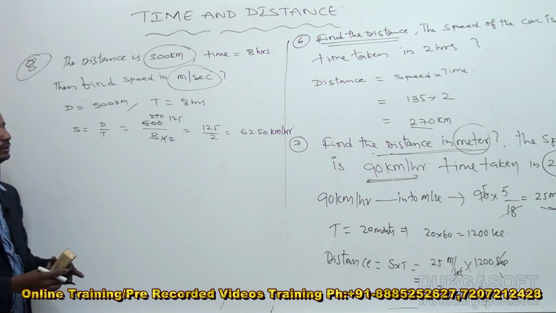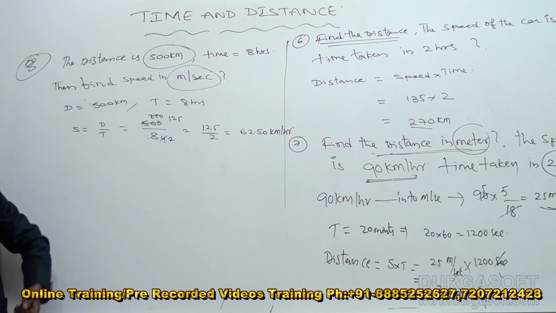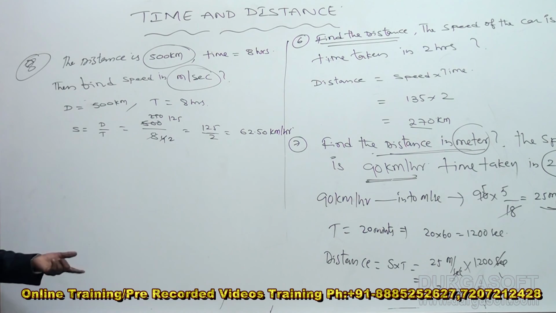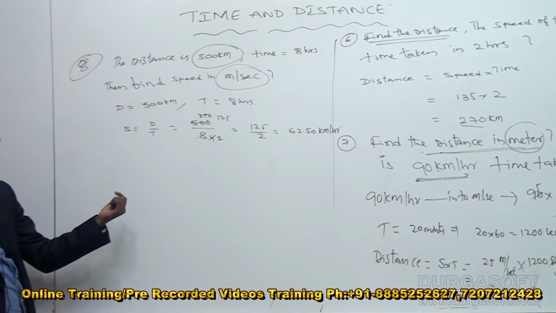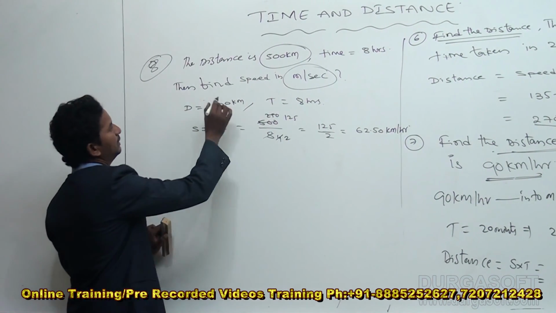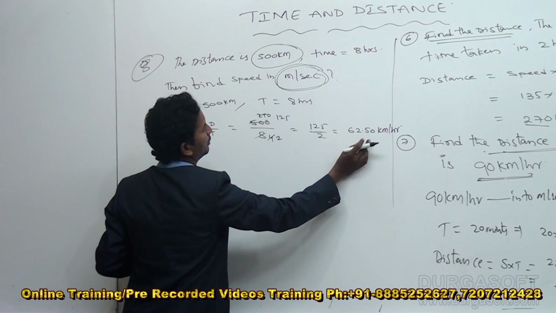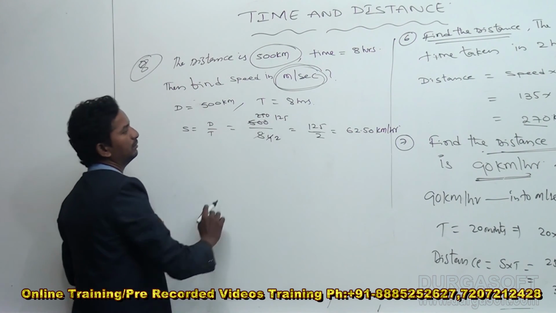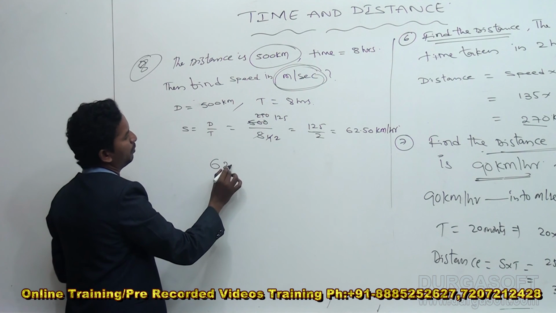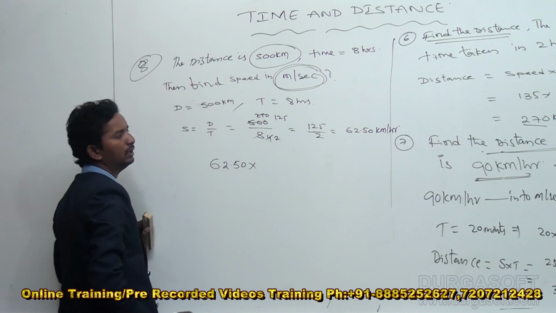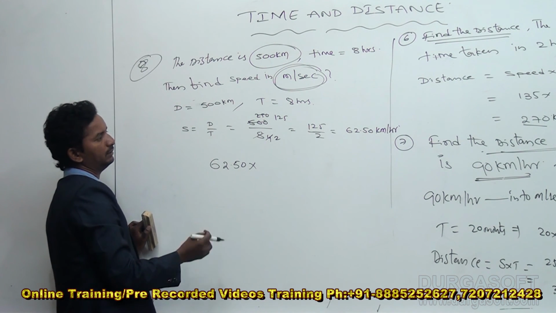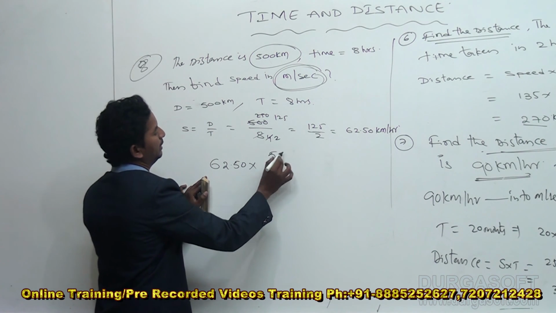But I want the speed in meter per second. In terms of meter per second, again the conversion: the kilometer per hour is given, and to convert into meter per second, 62.5 into 5 by 18.